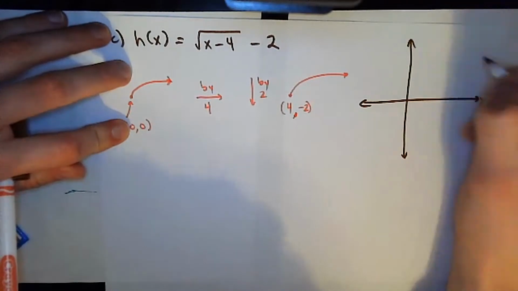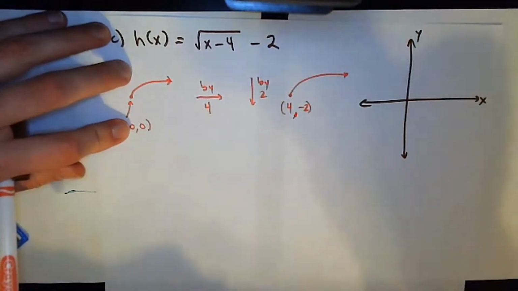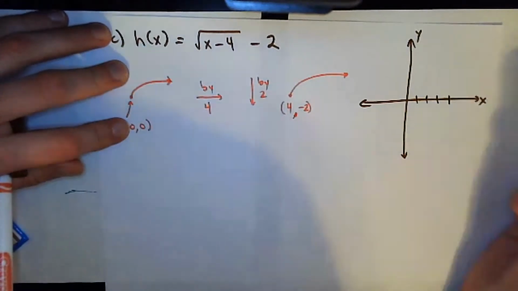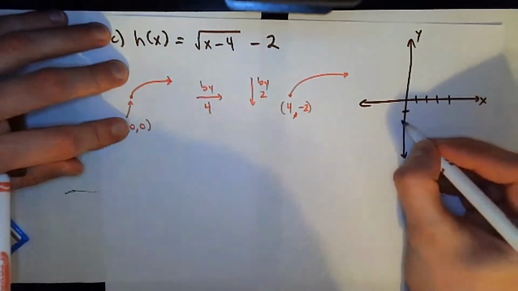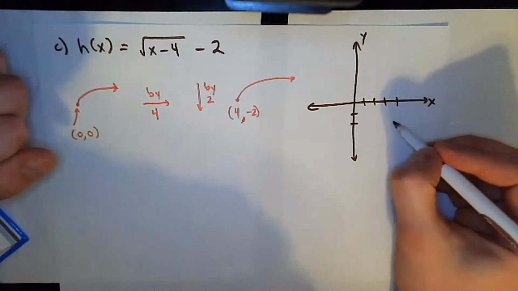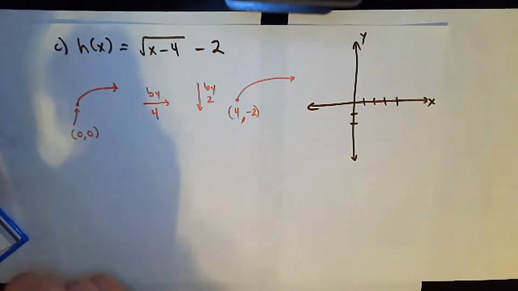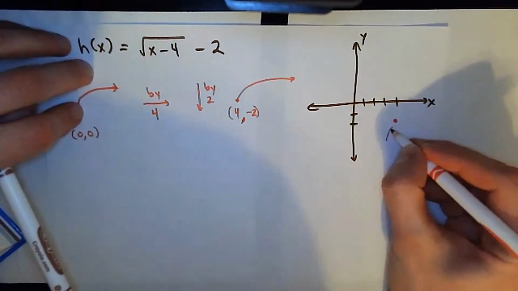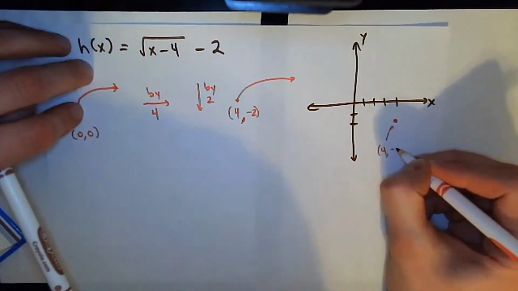And you notice I'm only putting the necessary amount of tick marks. I mean, you can do that too, right? All I need is 1, 2, 3, 4 in the x direction and 1, 2 in the negative y direction. That point is going to be right here, that's the point (4, -2).